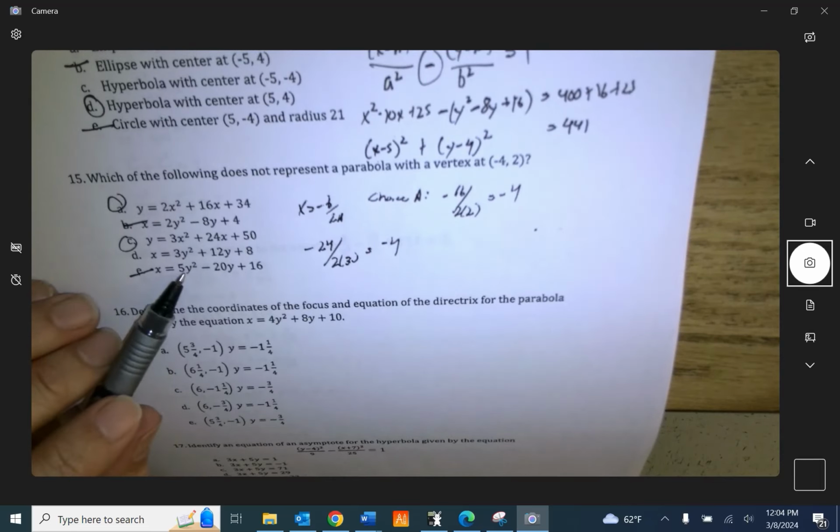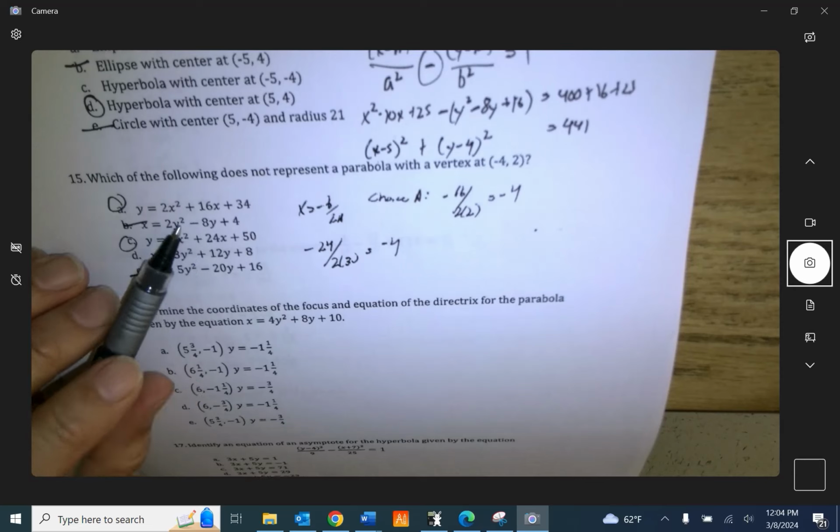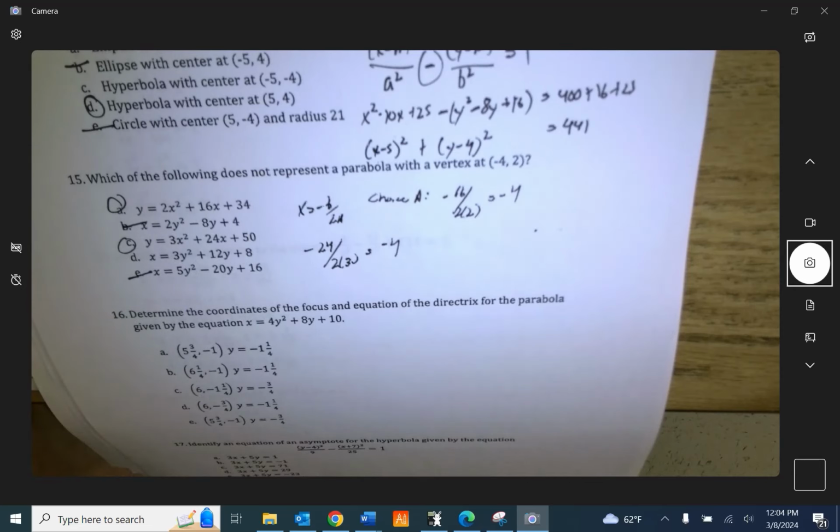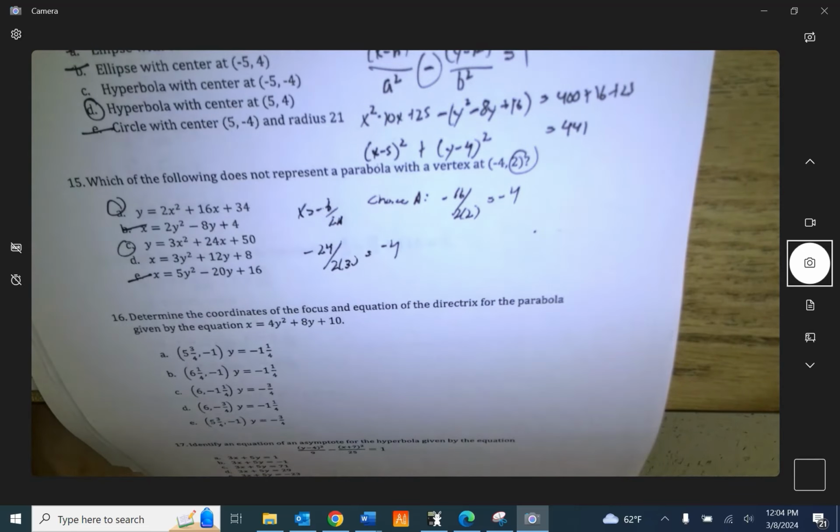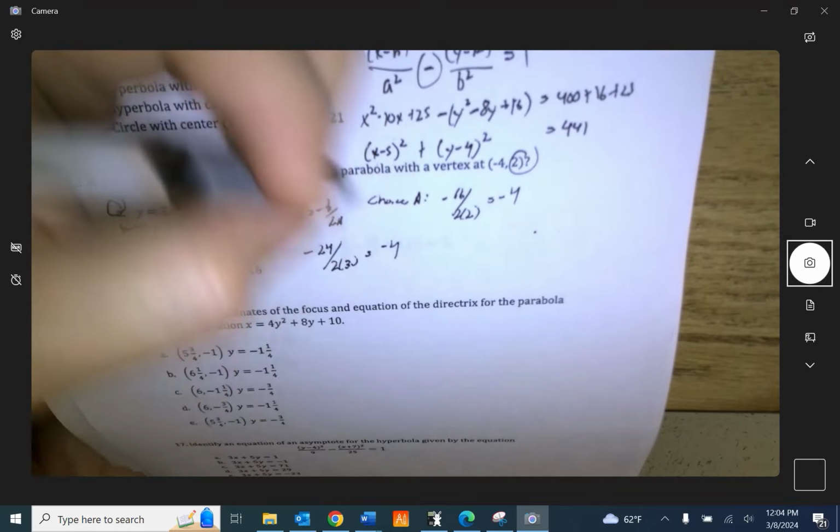This would be 20 over 10. Not going to happen. Negative 8 over 4. Not going to happen. It's one of these two. Once you have the vertex, you can plug it back in and get y. And again, this is probably the longest way of doing this one. We'll just look at our answer choice and see if it makes sense.